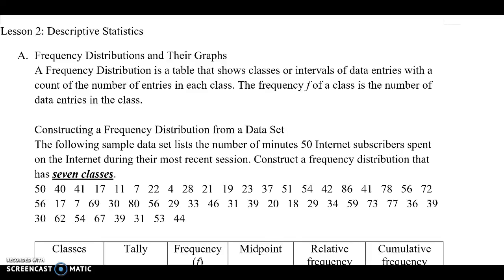From now on, we will discuss descriptive statistics. The first one is frequency distribution and their graphs. A frequency distribution is a table that shows classes or intervals of data entries with a count of the number of entries in each class. The frequency f of a class is the number of data entries in the class.